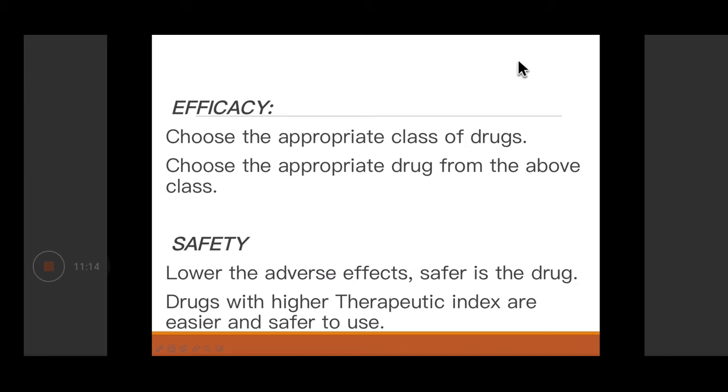Efficacy. Choose an appropriate class of drug. Choose the appropriate drug from the above class. That is the efficacy. Safety: lower the adverse effects, safer is the drug. Somebody just wrote no side effects. There is nothing in this world which comes with a no side effect option. Everything will have some adverse effect or the other. It could be more or less or severe. So it should be the least amount of adverse effects that we should be talking about. So lower the adverse effects, safer is the drug. And therapeutic index has to be broader. Narrow therapeutic index means adverse effects are more.